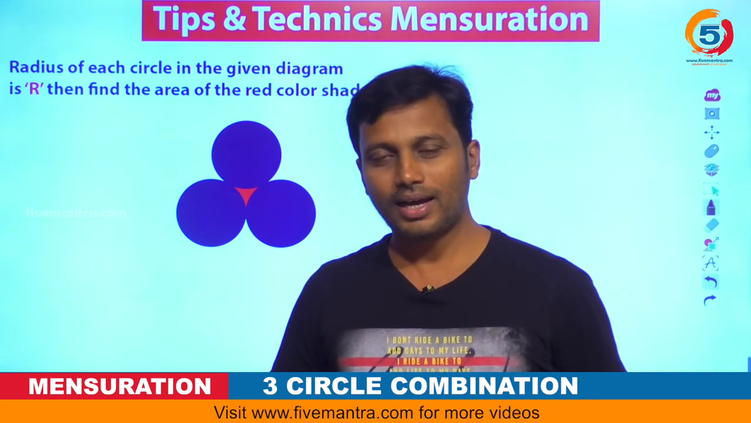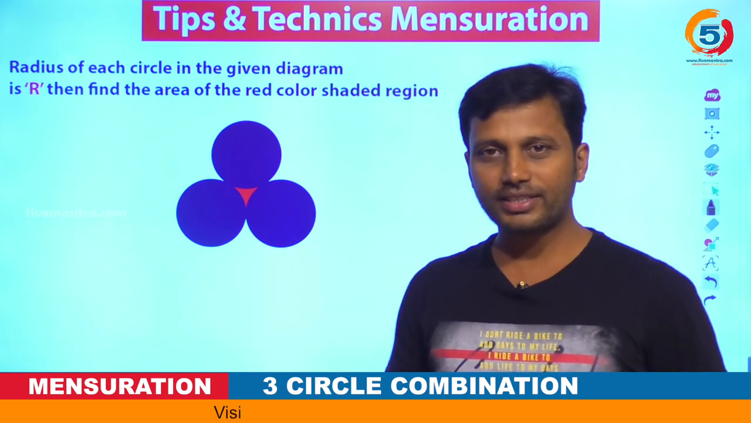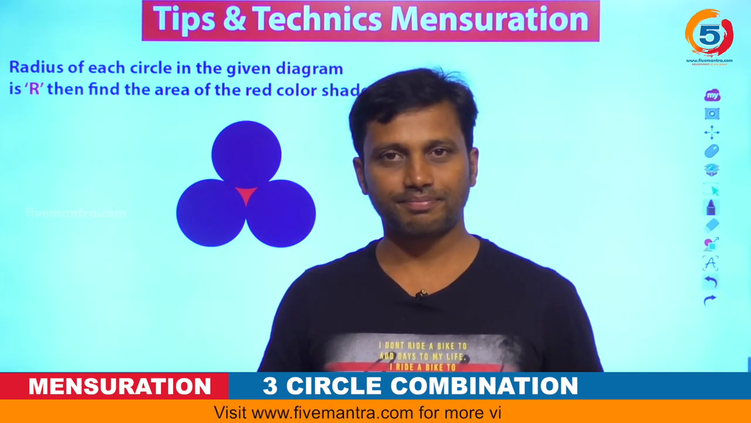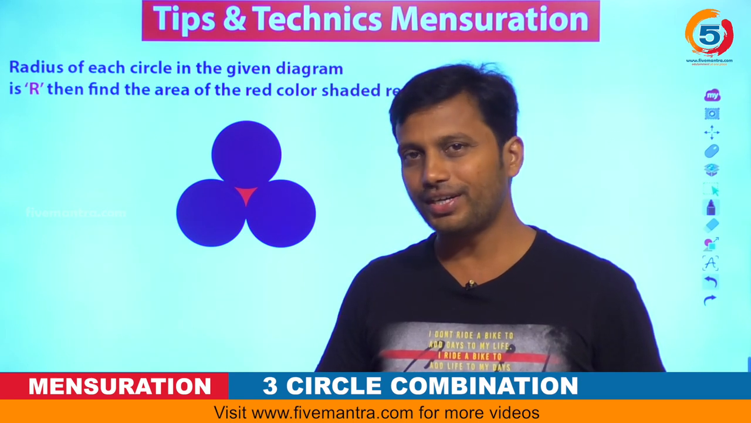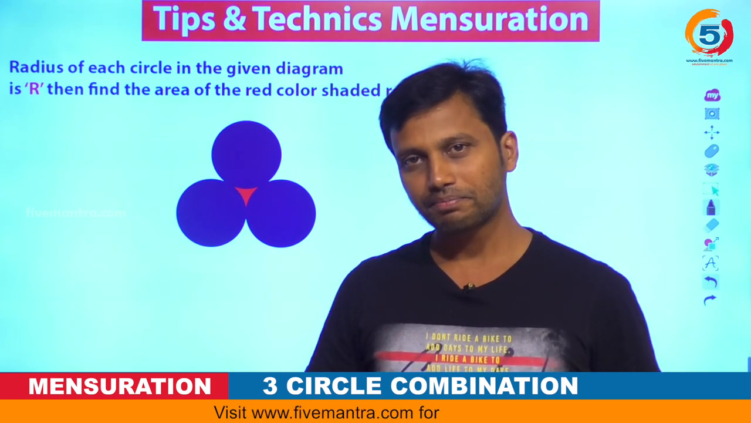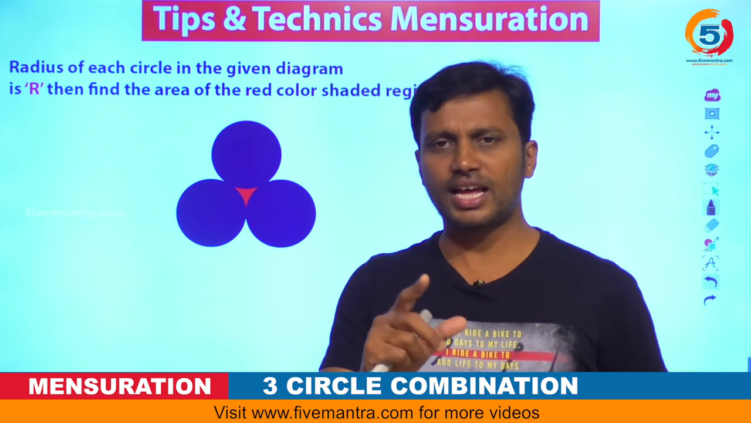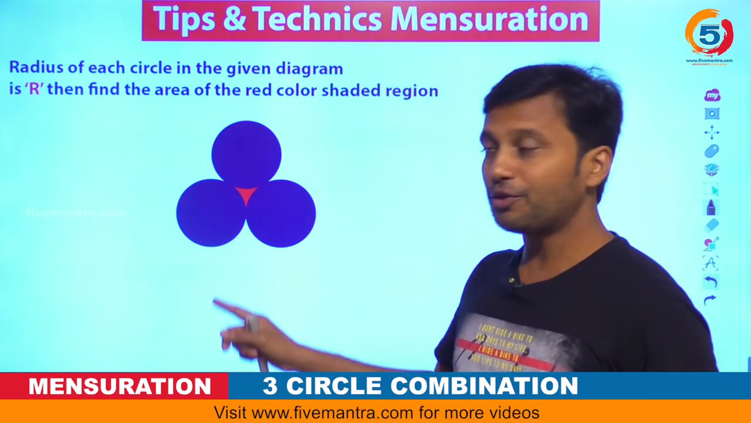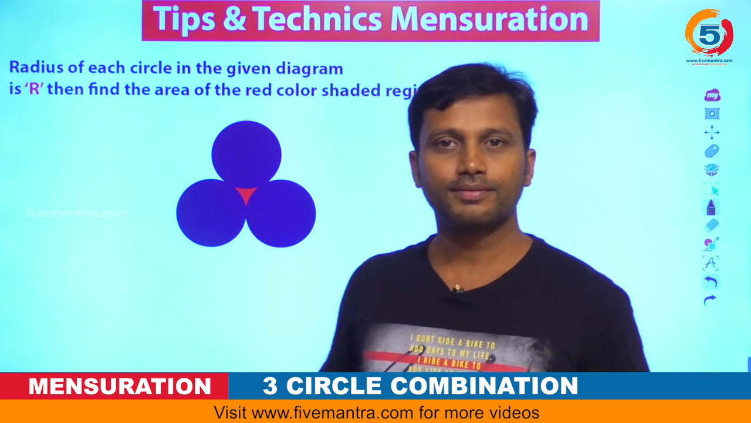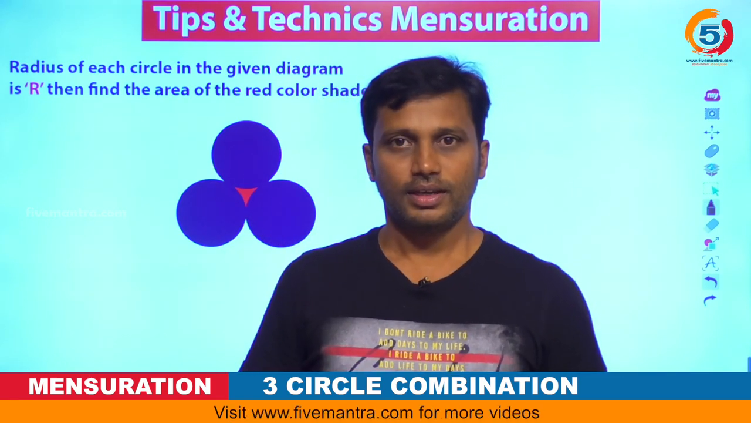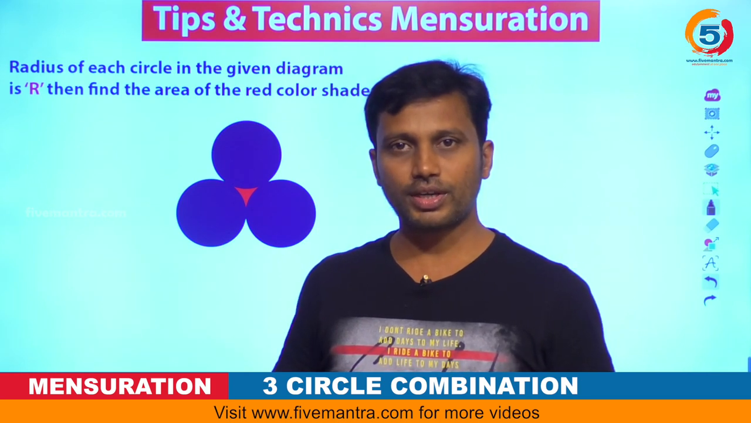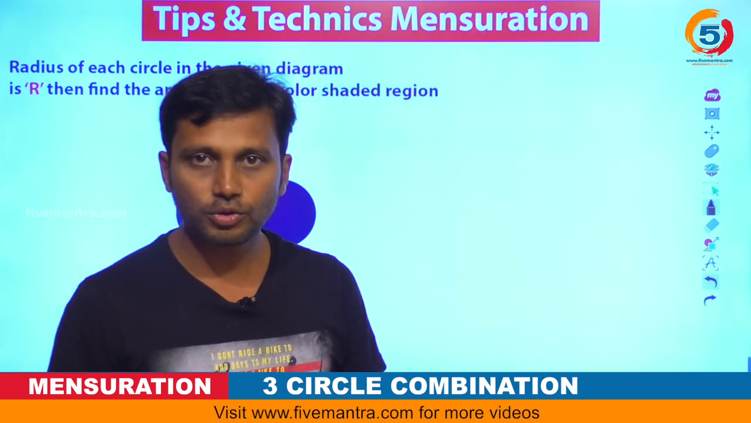Before going to this, let me show how the question will be given to you. For example, they'll say that in the given diagram, the radius of each circle is 2 centimeters, all the circles are congruent, and the circles are arranged in such a way that each circle touches the other two. In that case, we need to find out the area of that red colored shaded region, the middle portion. How to find it out? So here we have to observe this question. Okay, this is our part. Now let us see how to do that.